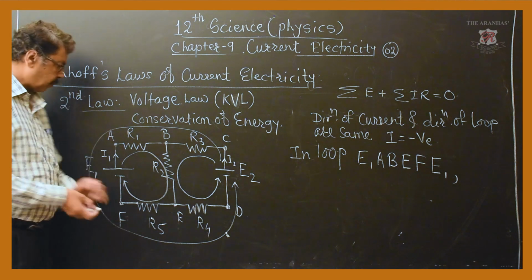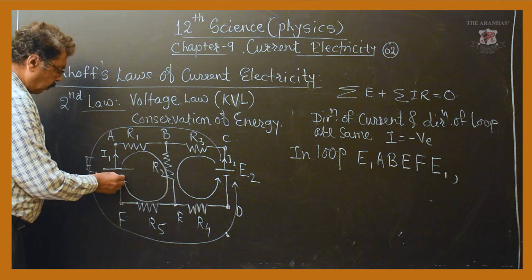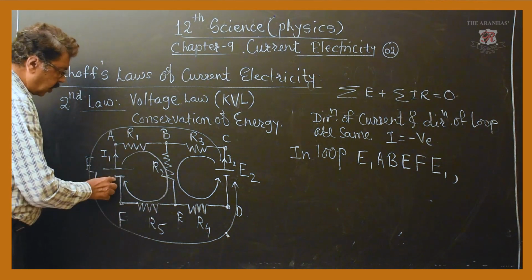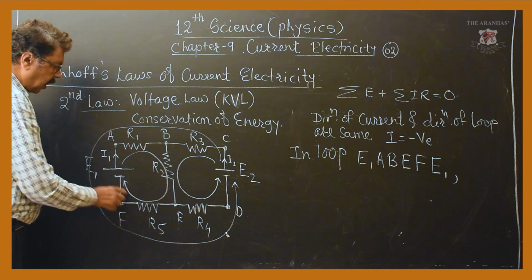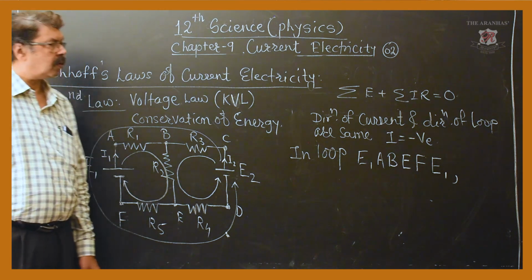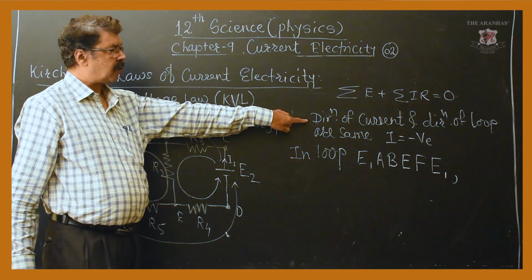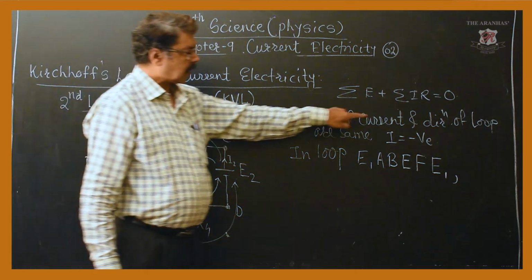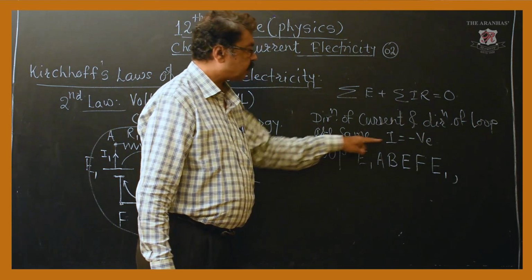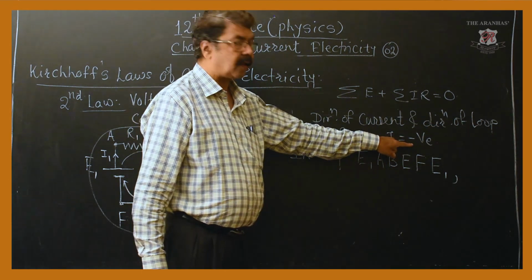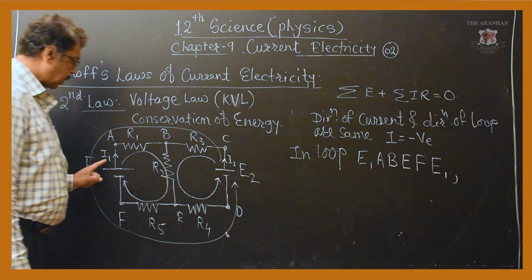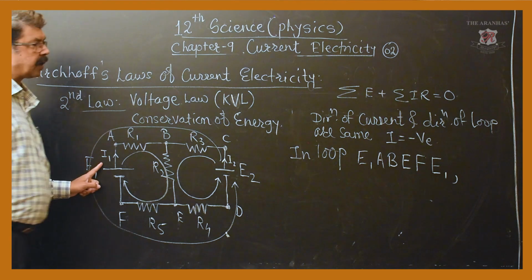What is the direction of the current? It is going to be from the positive terminal of the battery to the negative. So this particular arrow is showing the direction in which current will flow. What is said here? If the direction of current and the direction of loop are the same, current is taken as negative. From where am I starting? I am starting from the positive terminal of the battery.